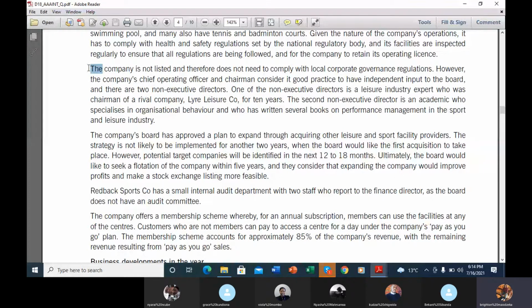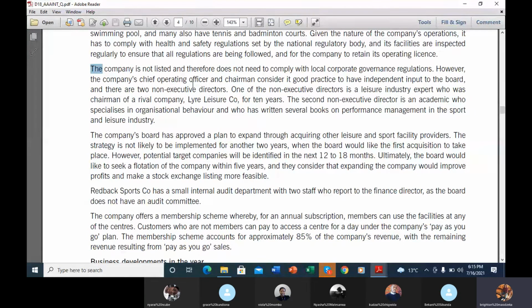And again, on that point, they say one of the non-executive directors is Elijah. No, they have two non-executive directors out of what? Only two. I don't know if they've mentioned the total number in that paragraph that I've highlighted. Only two non-executive directors. So you're just highlighting why you chose the heading corporate governance. So the client has a small internal audit department with the two staff who report to the finance director. And again, the board does not have an audit committee. And again, the board comprises two non-executive directors. That's good identification. Full stop. Then you continue the statement. Now start to appraise.